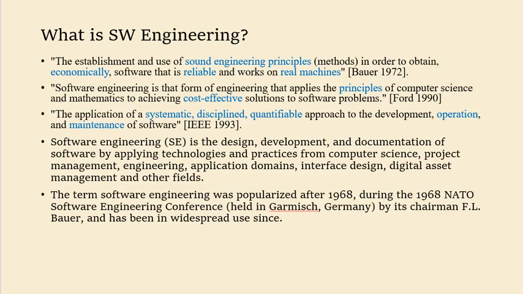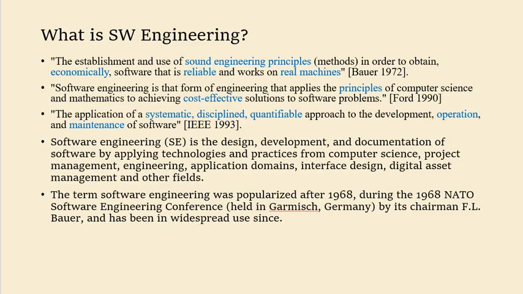1990: software engineering is that form of engineering that applies the principles of computer science and mathematics to achieving cost-effective solutions to software problems. I think we're going to see later on in this lecture that's a little bit one-sided. It leans maybe too heavily on computer science and not enough on how to manage teams, how to run a business, or how to determine that you've got good quality software.